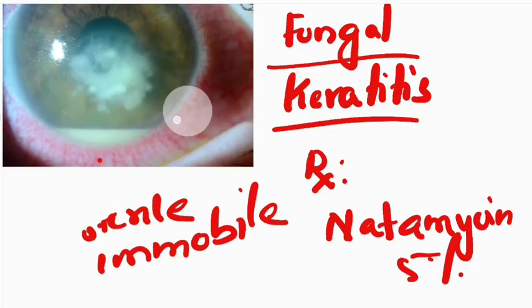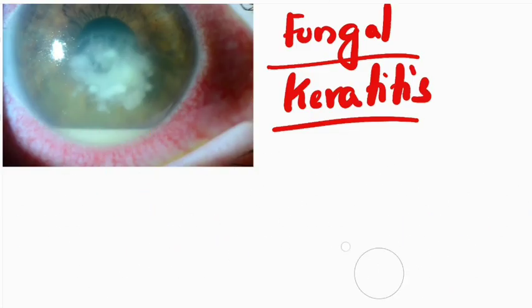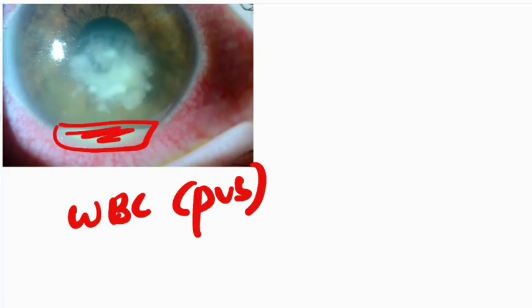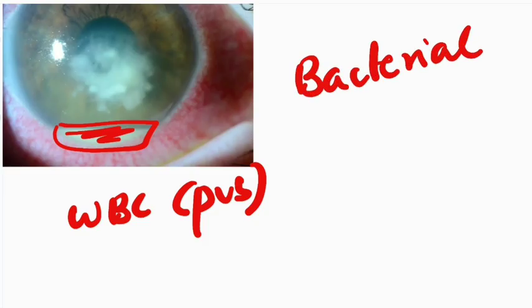Okay, now one question. Tell me, what is hypopyon? You spotted hypopyon here, this one, but what is it? Hypopyon means a collection of WBCs, pus, in the anterior chamber of the eye. So it can be seen as what? A white fluid at the bottom of the anterior chamber. Now, remember, in bacterial ulcers also you get to see hypopyon.